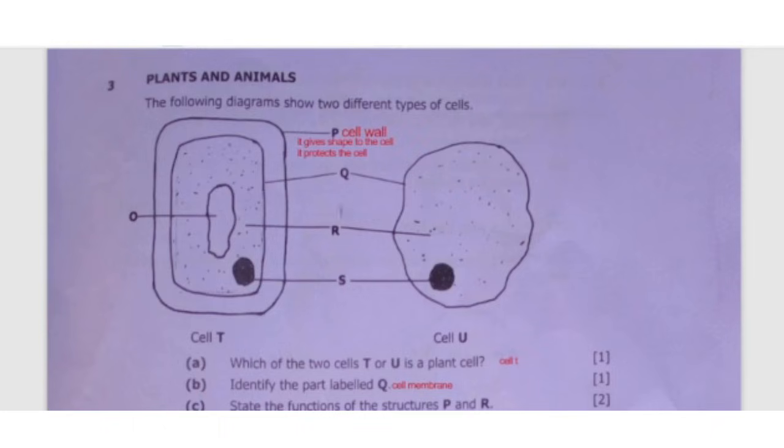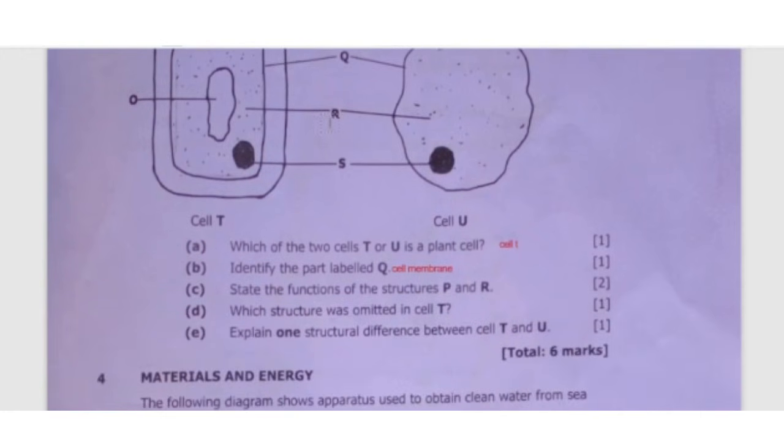Now we go to R, the function of R. First of all, we need to identify what is R. What is the name of R? R is cytoplasm. That is the name of that part, which is R. Both plant and animal cells have got cytoplasm. So now the question is, what is the function of cytoplasm? So I'm going to write it here.